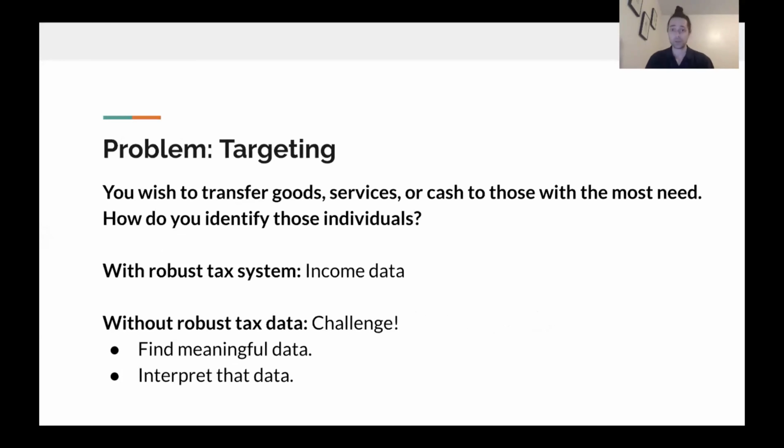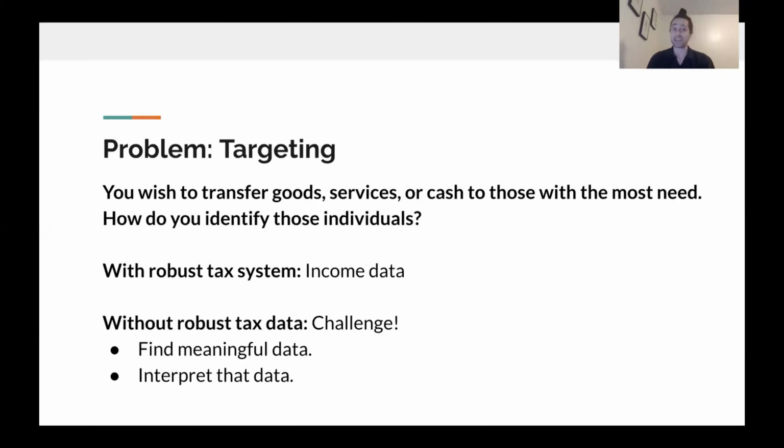So here's the problem of targeting again. You wish to transfer goods, services, or cash to the people with the most need. How do you identify those individuals? If you have a robust tax system, this is quite easy. People report their income on their tax forms, so you can look at their income, pick out those with the lowest income, and provide your good or services to those people.